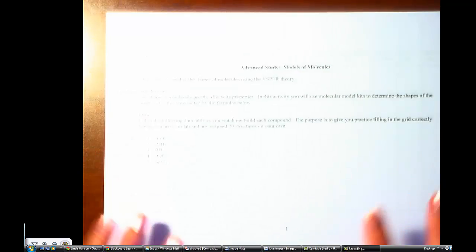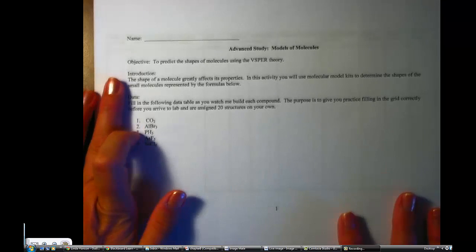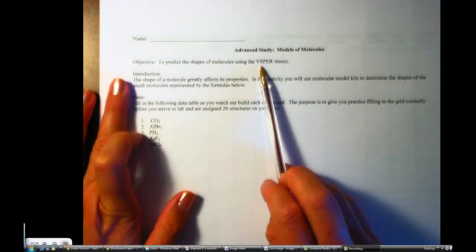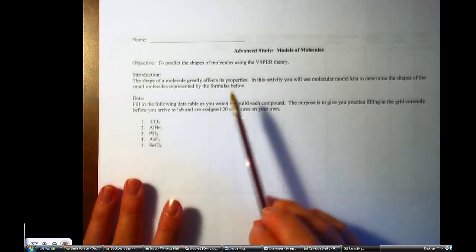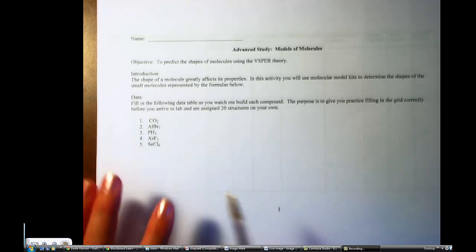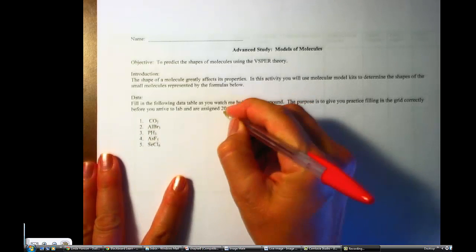Alrighty, so let's get organized and begin. The objective of our advanced study is to predict the shapes of molecules using the VSEPR theory, the valence shell electron pair repulsion theory. The shape of the molecule, we know, greatly affects its properties, and so in our activity we're going to use molecular model kits to determine the shapes of the small molecules represented by those compounds below. In the lab, we will do 20 structures.